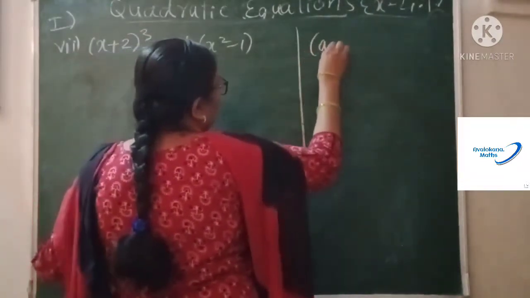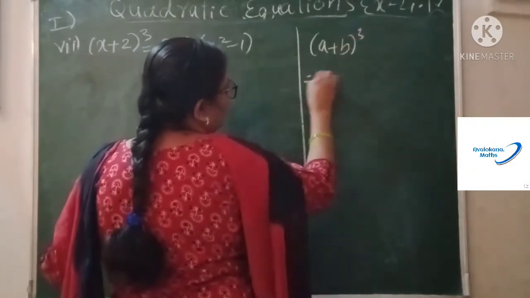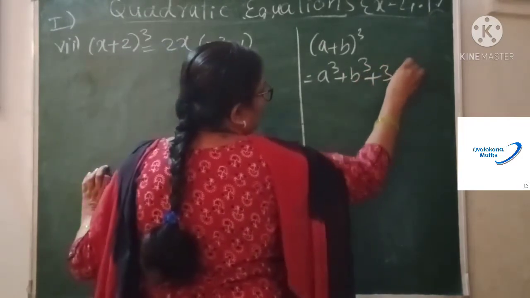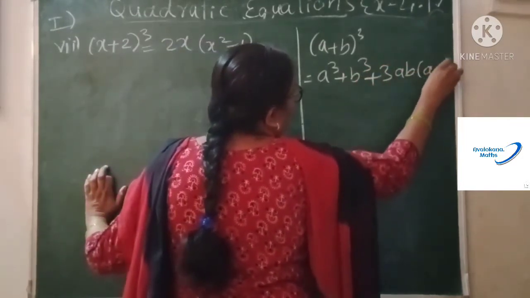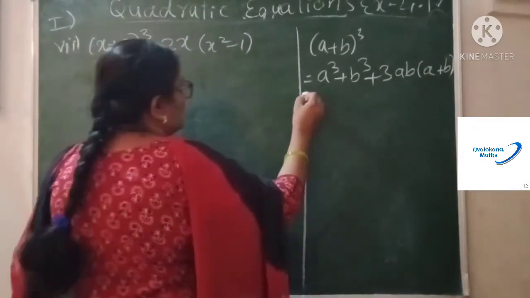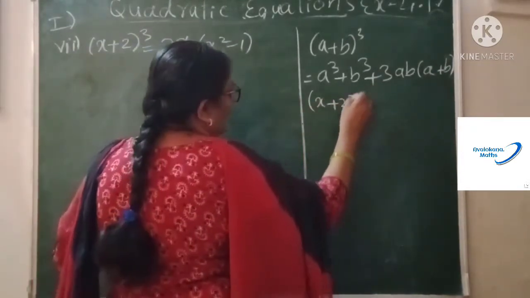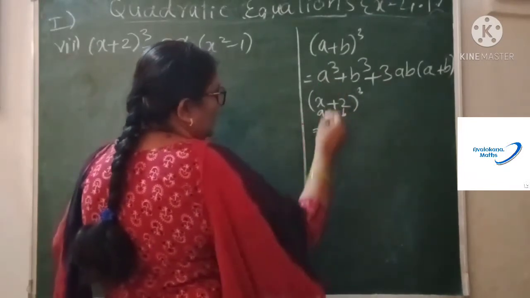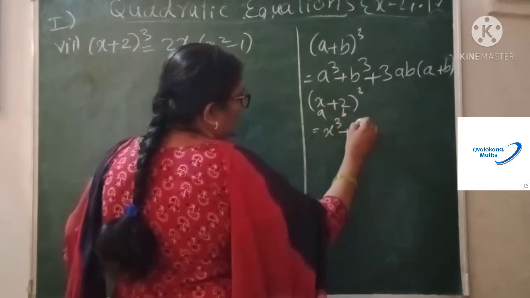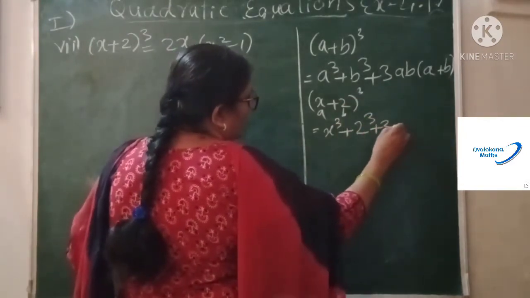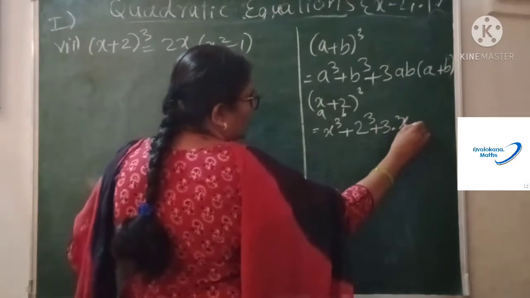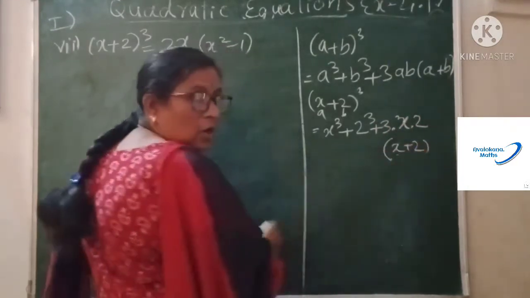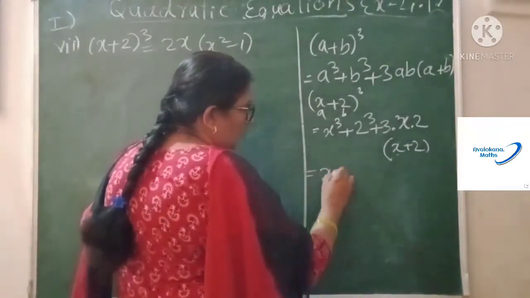What is the formula? (a plus b) whole cube is equal to a cube plus b cube plus 3ab into (a plus b). Okay, so what is yours? (x plus 2) whole cube. Your expansion is something like this. This is a and this is b. First a cube means x cube, b cube means 2 cube, plus 3 into x into 2, and inside the bracket you have x plus 2, it is a plus b. I go slowly. x cube as it is.